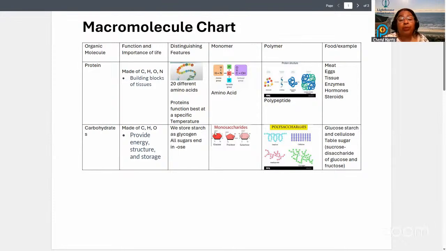The monomer word for a carbohydrate is saccharide. If you have one, it's a monosaccharide. We have disaccharides, which are two carbohydrate structures put together. And if we have more than two, it's a polysaccharide. So saccharide is the base word for sugar.